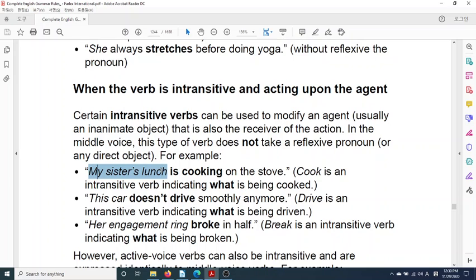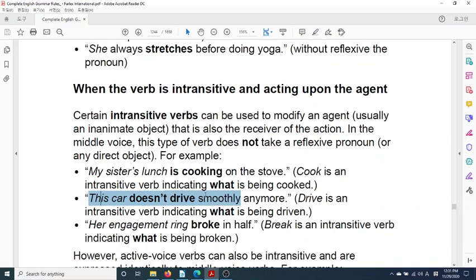My sister's lunch is cooking on the stove. So cook is an intransitive verb describing what is being cooked. My sister's lunch is cooking on the stove. You don't need to say my sister's lunch is cooking itself on the stove, right? You don't need to say that.